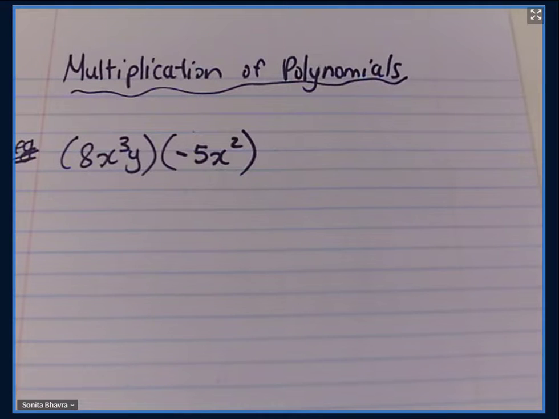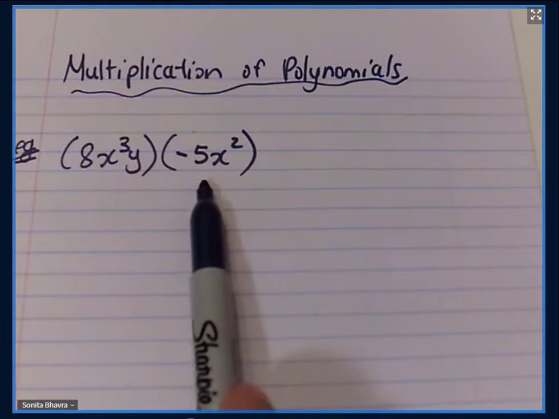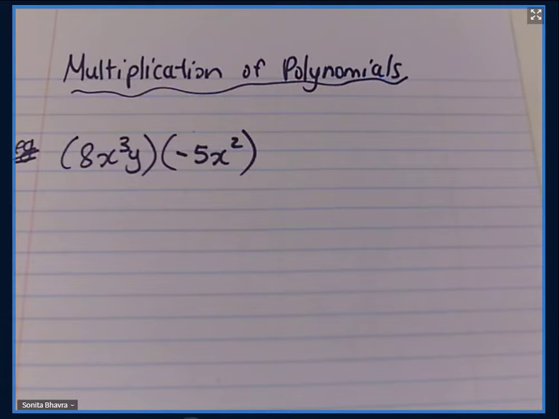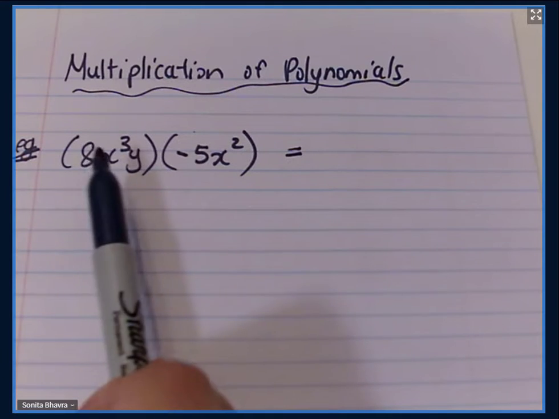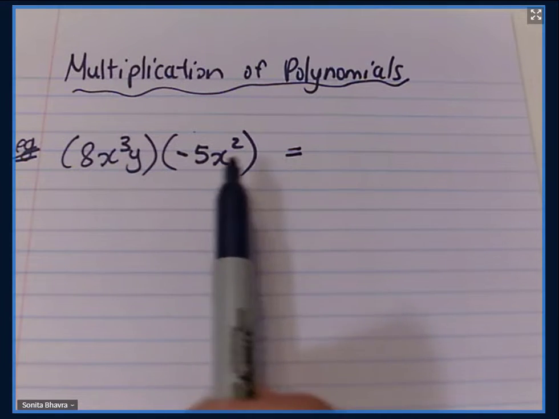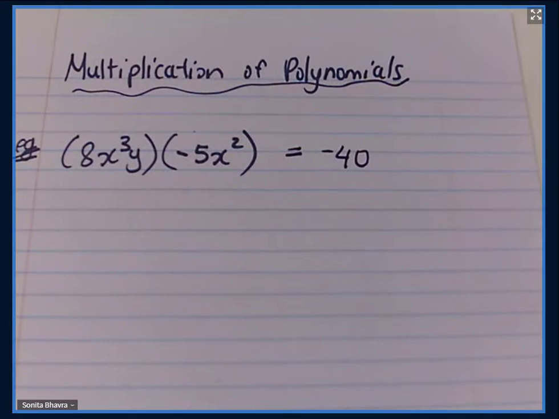All right, so today we are looking at multiplication of polynomials. Before we start, we'll just do a quick review of multiplying monomials. So this is a monomial and it's being multiplied by this monomial. All we did here to multiply this out was multiply 8 times negative 5. 8 times negative 5 is negative 40.